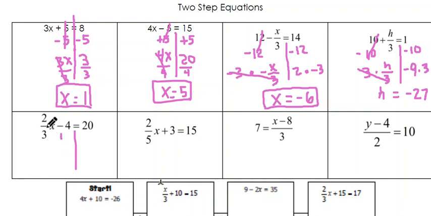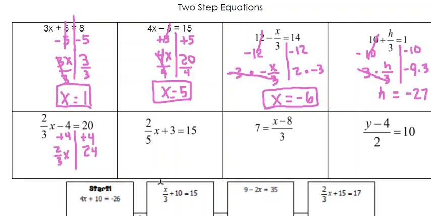All right, this equation down here, I have 2/3 x minus 4 equals 20. I want to get rid of that minus 4 because it's not with my x. So I see it's a minus 4. That means I'm going to do a plus 4 to get rid of it. So I got to do it to both sides, right? 20 plus 4 gives me 24. And on my left side, I'm just left with 2/3 x.